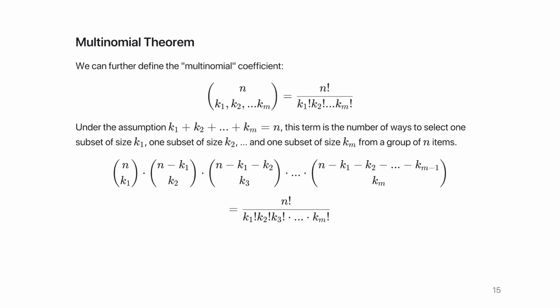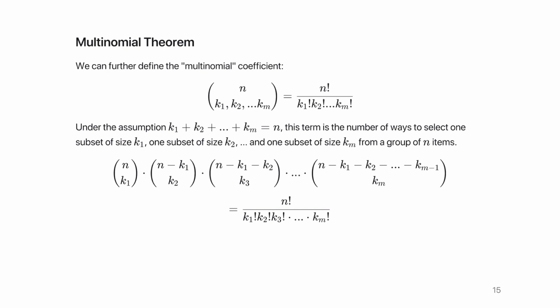Okay, so why stop at trinomial? We can define a more general multinomial coefficient, n choose k1, k2, dot dot dot through km. Okay? What does this really mean? And this, of course, assumes that the sum of k1 through km is equal to n. It's the number of ways you can choose one subset of size k1, another of size k2, dot dot dot through another of size km from a group of n items.